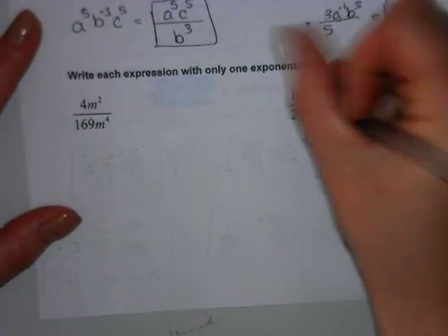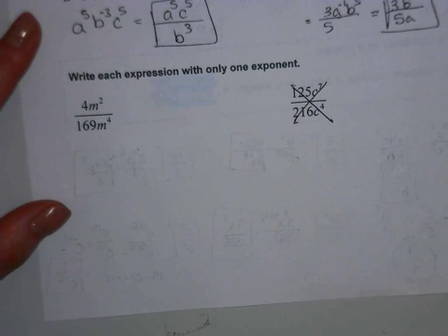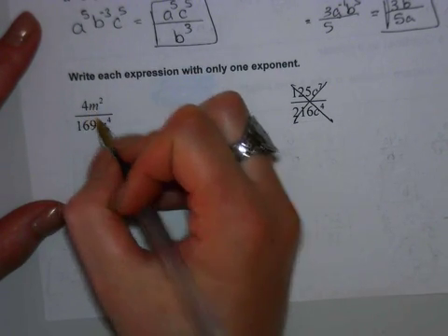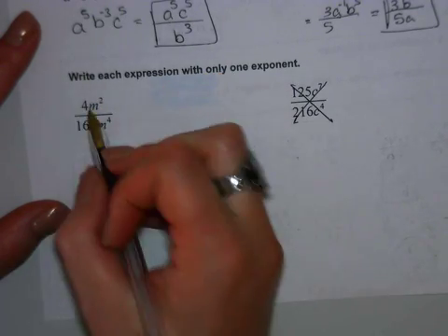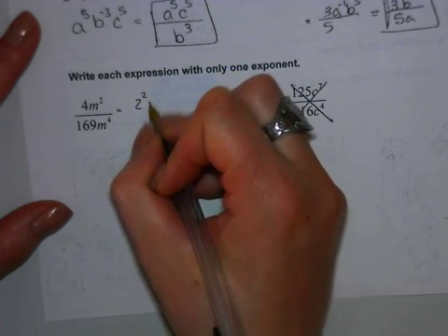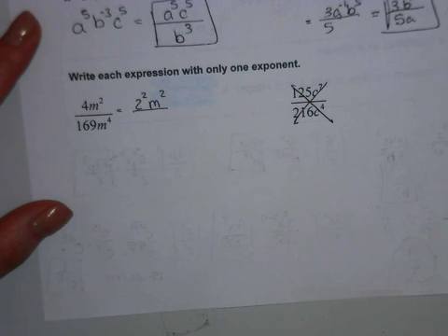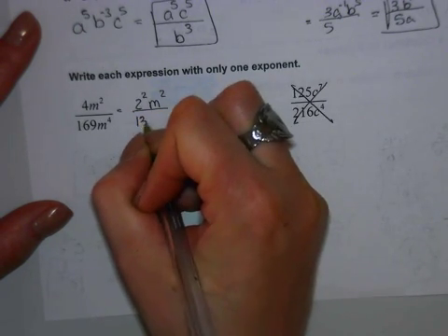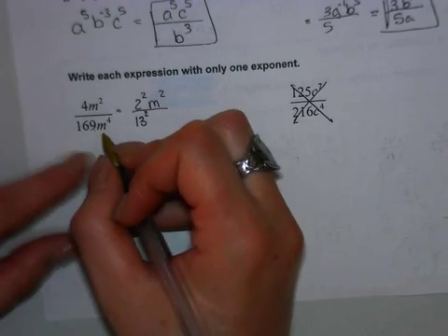Let's look at our last example problem for the day. So we need to rewrite each expression using only one exponent. While looking here, I know we have m squared, m to the 4th, and we have a 4, which can be rewritten as 2 squared, because 2 times 2 is 4. 169, if I find one number I can multiply twice, is 13. So 13 times 13, or 13 squared, equals 169.